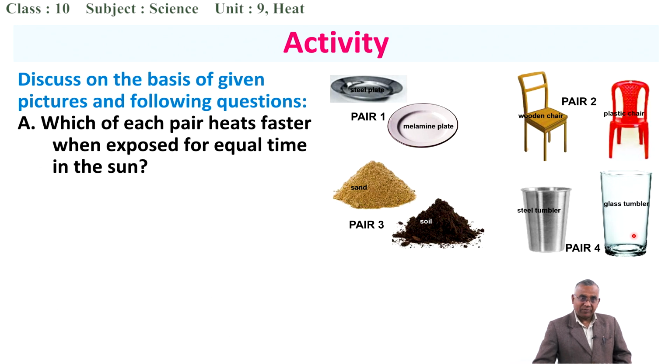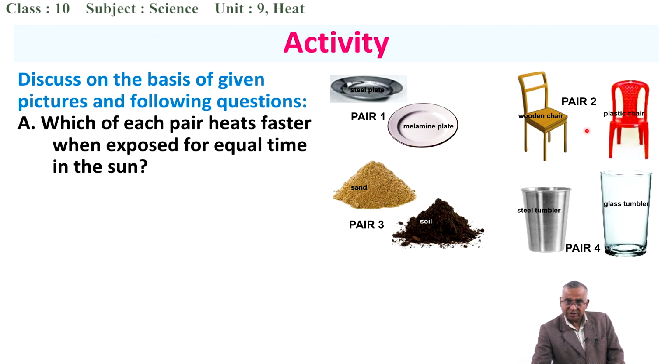Question number 1: which one of each pair heats faster when exposed for equal time in the sun? Consider all of them exposed in the sun for equal time, say 5 minutes or 10 minutes, any time. After that, which one changes its temperature faster, that means which one heats faster? So here are 2 plates, one a steel plate and another a melamine plate. Your guess. Okay, note down.